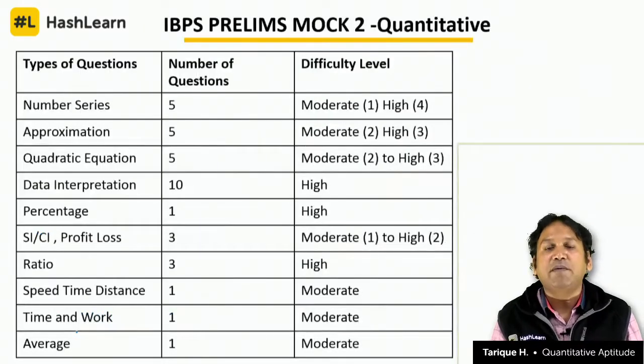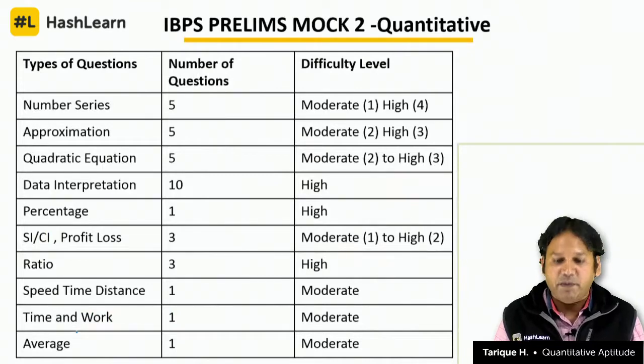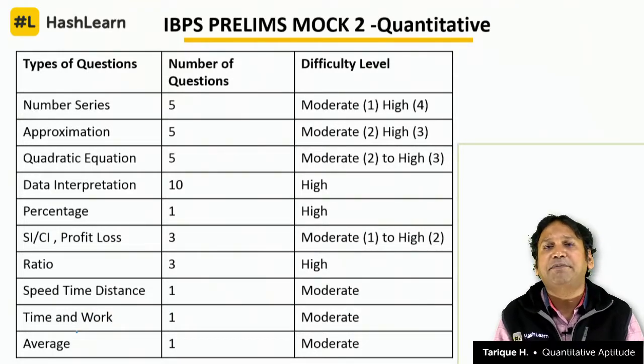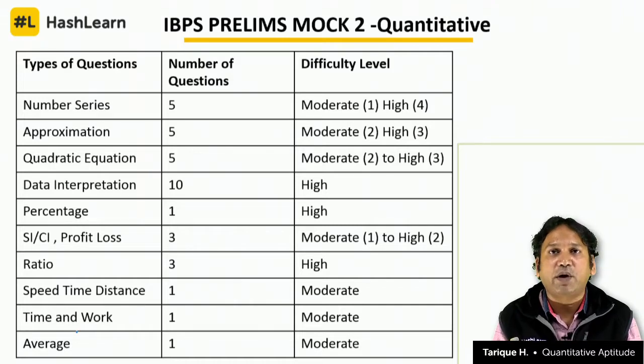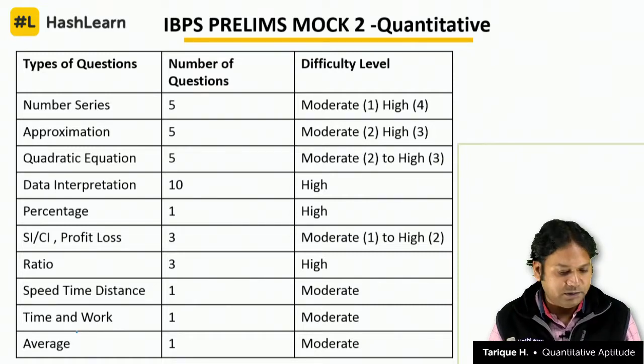So first, to go through a quick overview of the entire paper, to understand the types of questions and to understand the difficulty level that was there for the different types of questions. We can see here a breakup of all the 35 questions from the math part. Starting with the usual setting of the paper as designed based on the previous pattern of the banking prelims exams.